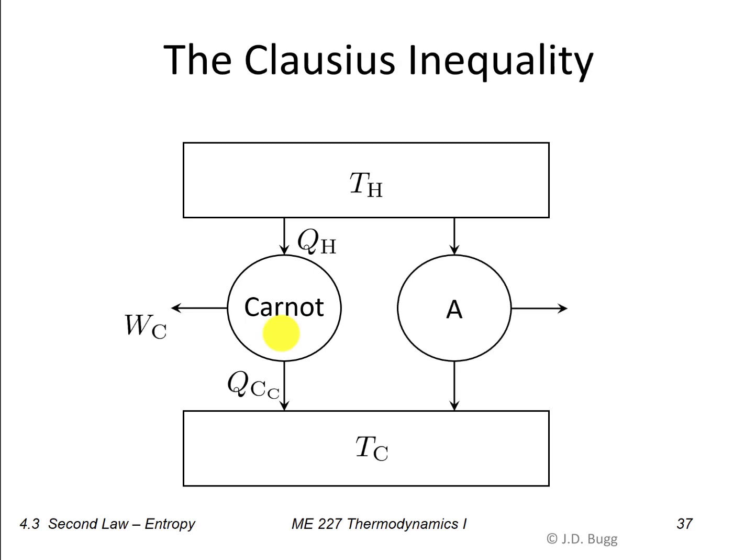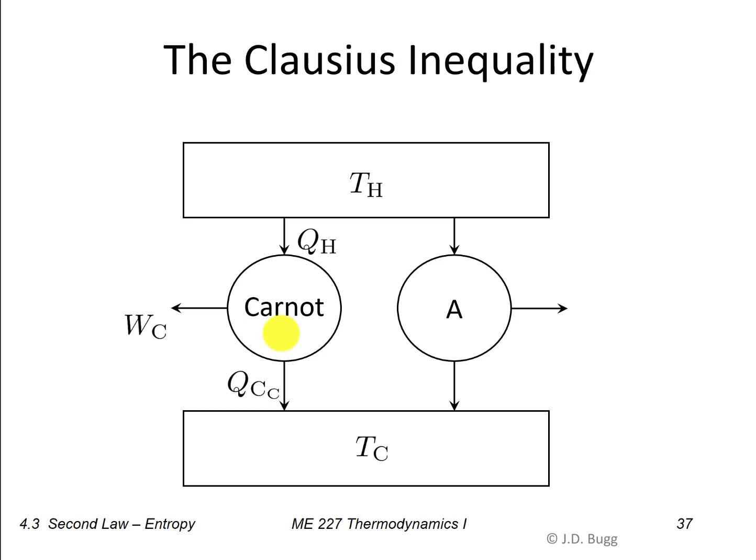So cycle A. So cycle A is meant to be a real cycle. Remember, the Carnot cycle is a perfect reversible cycle, can never do any better than that, whereas cycle A here is a cycle with some irreversibilities in it, so a real cycle. So the Clausius inequality, we're going to arrive at it by comparing the performance of these two cycles.